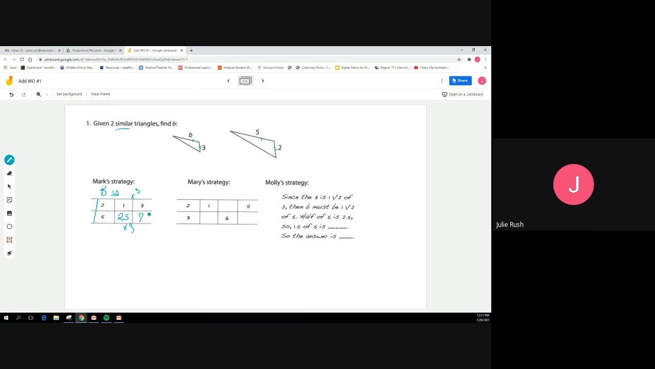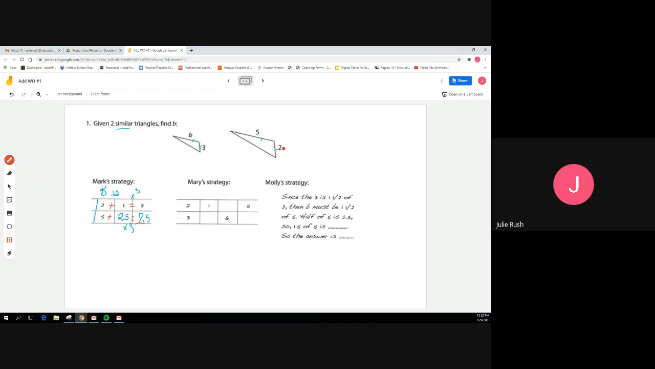So remember, we can use a combination of the multiplicative relationship, the multiplying, or we can add across. And I'm going to write in red what I did. So I did 2 plus 1 equals 3. So 5 plus 2.5 equals 7.5. Okay, so we are assuming that 7.5 is our answer. Let's see if Mary got the same thing. So Mary did 2 to 3 here.